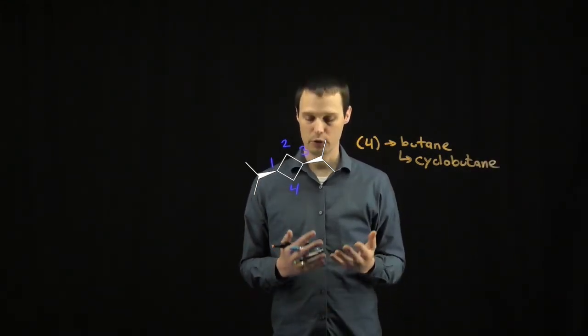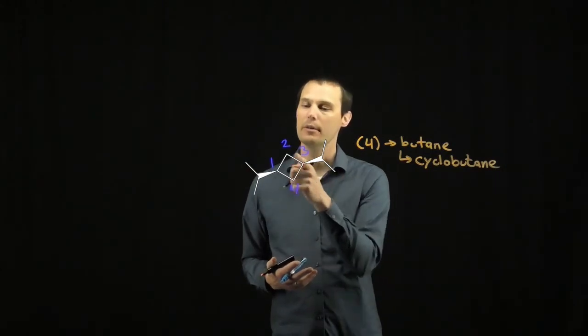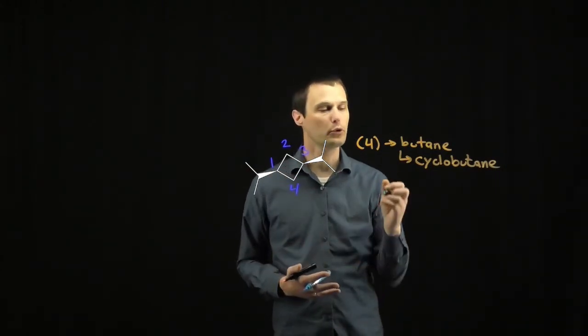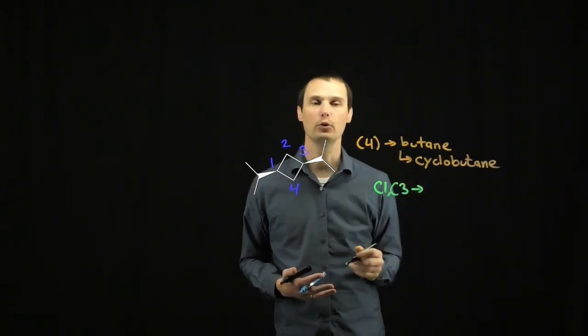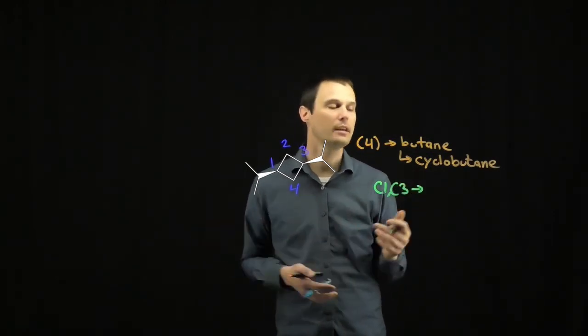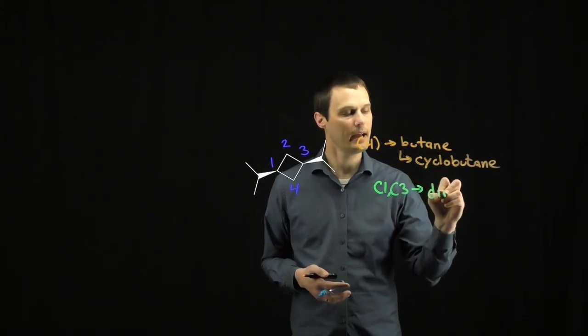Next, we should find the substituents and their locations. On carbon 3 and on carbon 1, I have an isopropyl group. So on C1 and C3, I have 2 isopropyl groups. We use the prefix di to indicate that there are 2 of them. So this is diisopropyl.